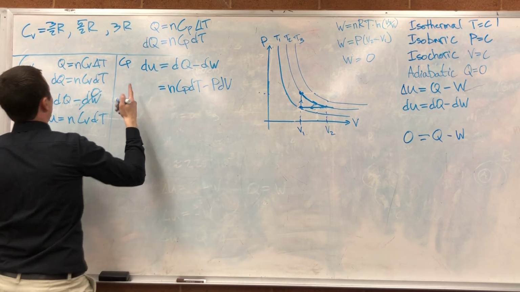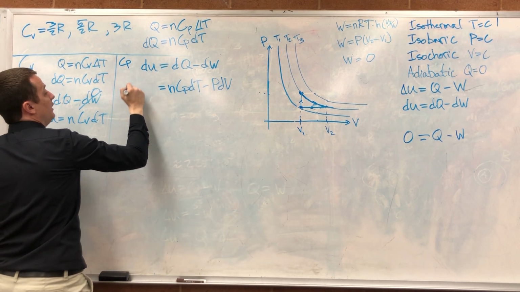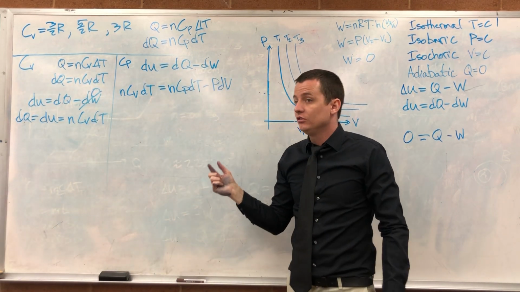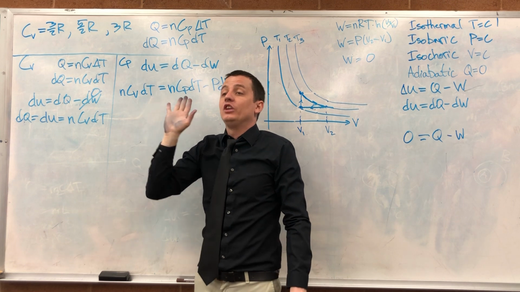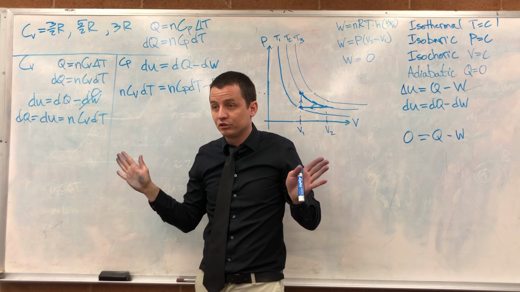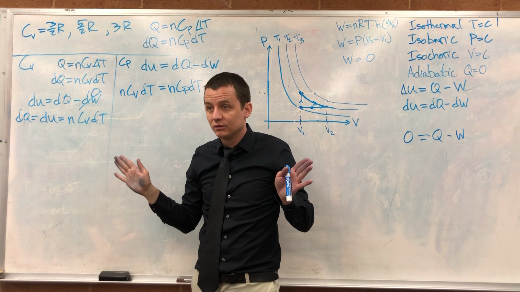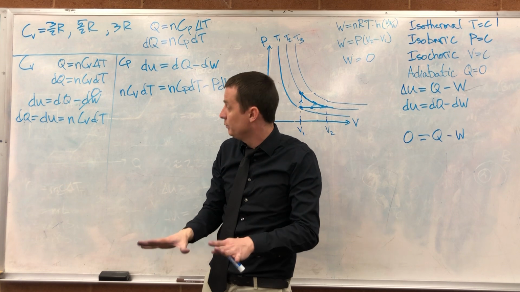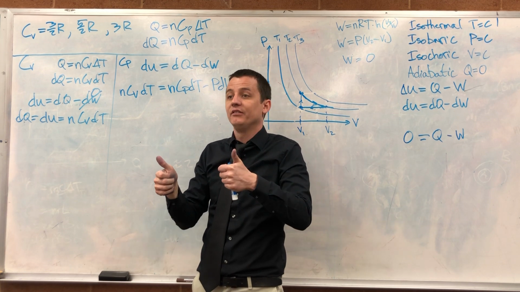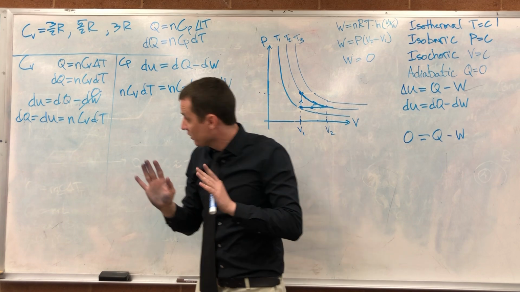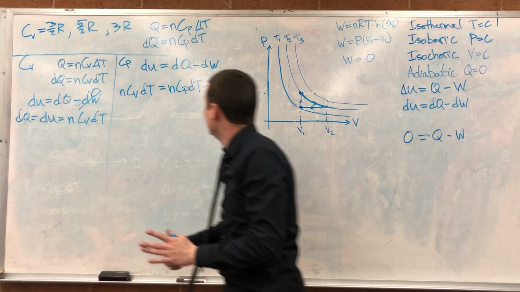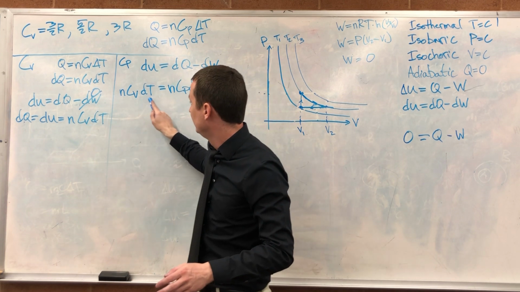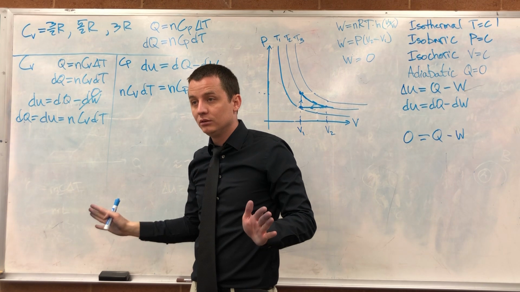So over here, we still have n Cv dT. For a given temperature change, remember that the internal energy of your system only depends on the temperature. That's true for an ideal gas. Temperature and internal energy are talking about the same thing. If internal energy goes up, temperature goes up, and vice versa. So if you create the same temperature difference, if your dT is the same here as it is here, then your dU's have to be the same.